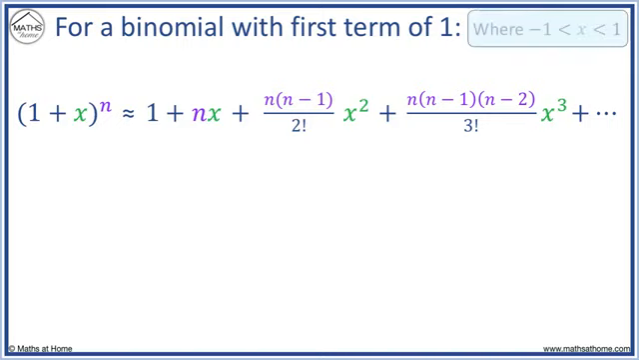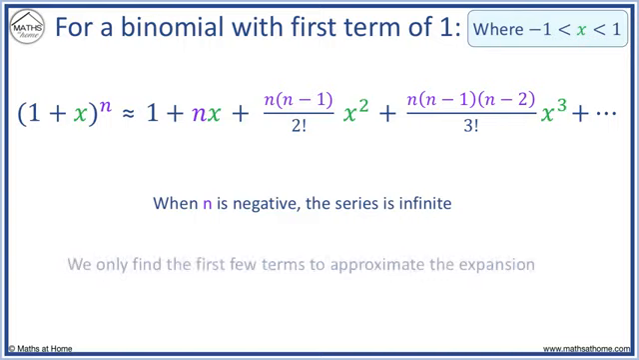This series is only valid for x values between -1 and 1. When n is negative, the series contains an infinite number of terms, so we only find the first few terms as requested in the question.